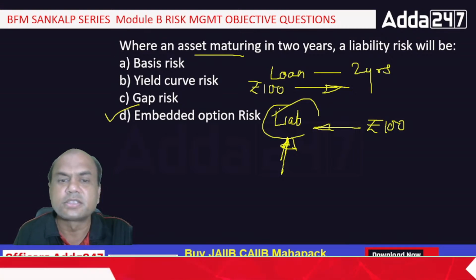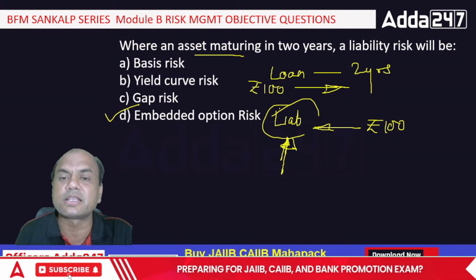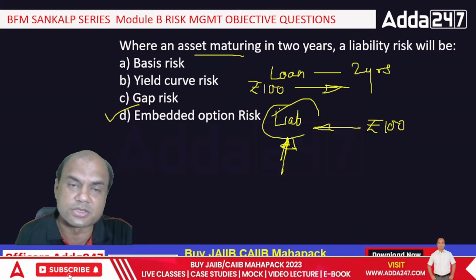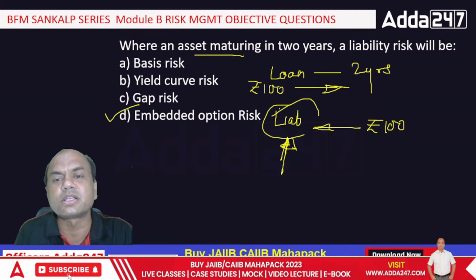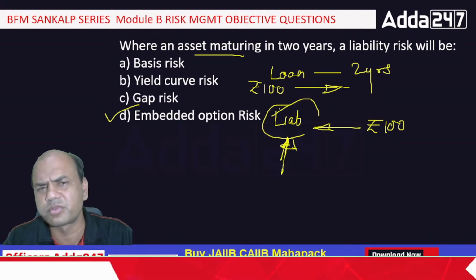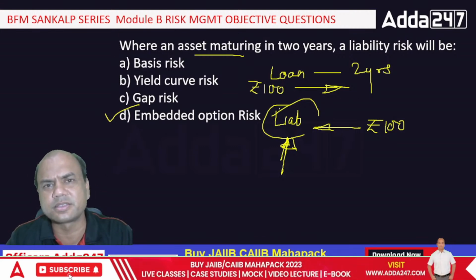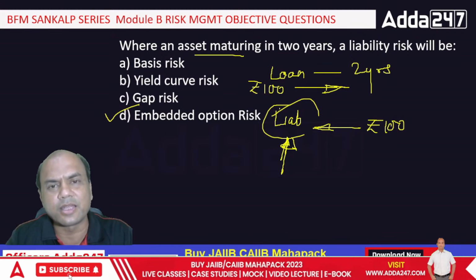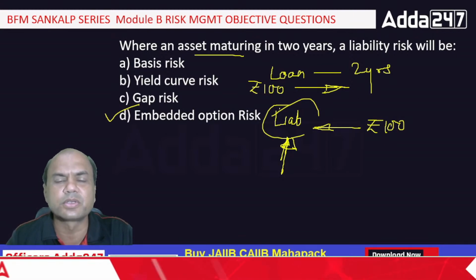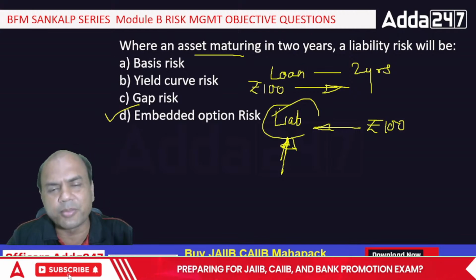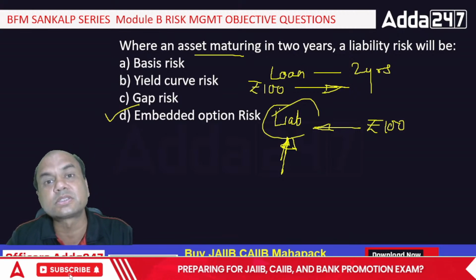Similarly, embedded option risk can arise in the case of loans also. Now it's not related to this question, but consider loans. If there is a good customer of your branch who is repaying regularly, and many good customers are there in any bank, roughly 99% of the customers are good standard loans. So imagine if the standard loan customers come for the repayment.